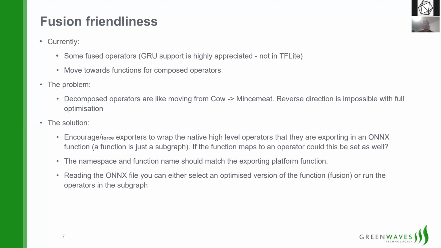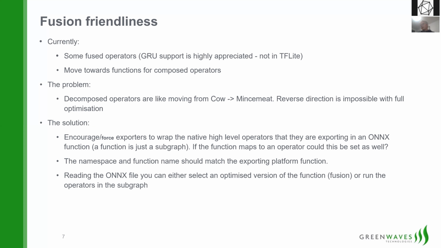And I think the solution would be to encourage, or in some way make it the nicest thing to do. I said force, maybe a little strong a word, but really encourage the exporter writers to wrap any native high-level operators in the platform that they're exporting from in a function, with a function namespace and function name that somehow indicates to us where that came from, what it was before it got turned into this subgraph. This would allow us to say, okay, we have a good fused version of that operator, we can map straight onto that. Let's not look at the subgraph.